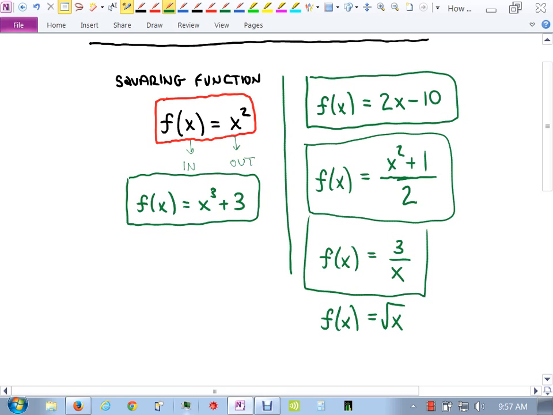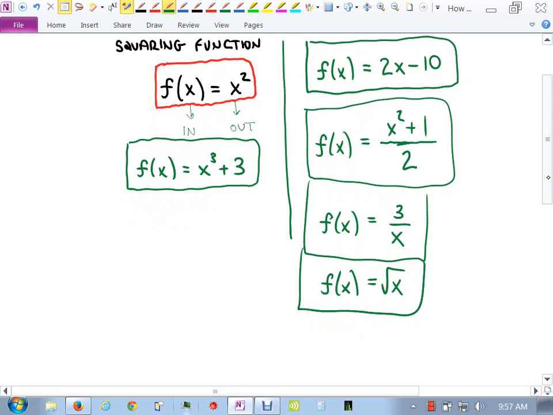This all okay? No questions? Okay, now let's talk again about domain. What was the definition of the domain? It's the inputs, right? My question to you is, look at all these functions I have up here. Are there any functions up here that you have to be careful with? In other words, that you can't just plug anything you want into it.